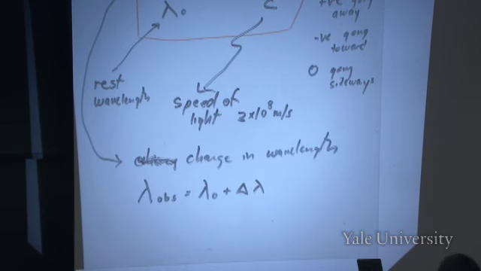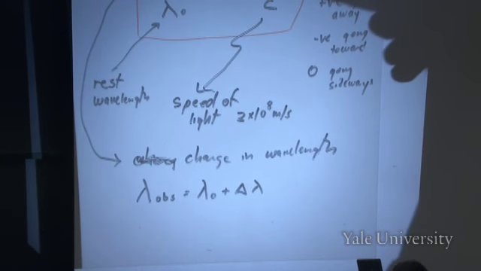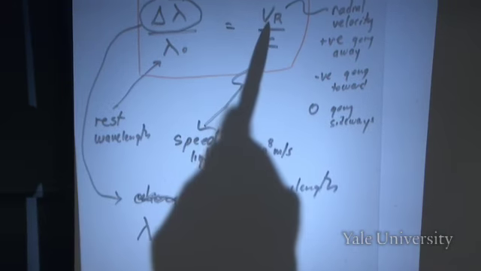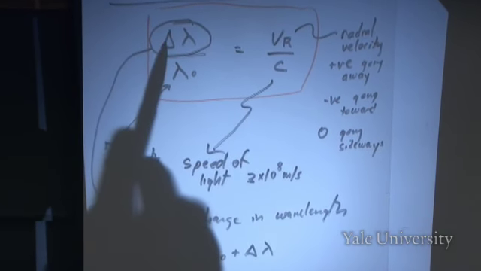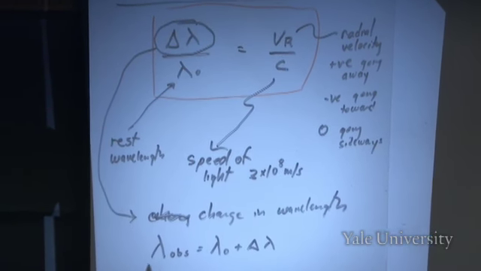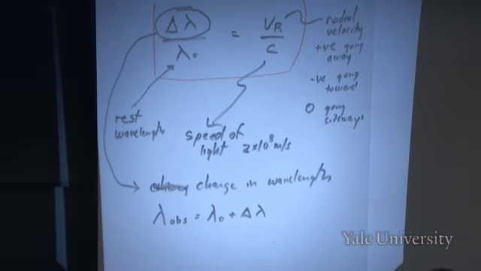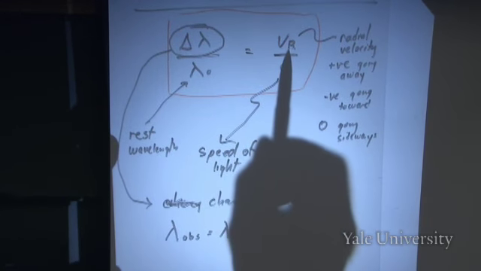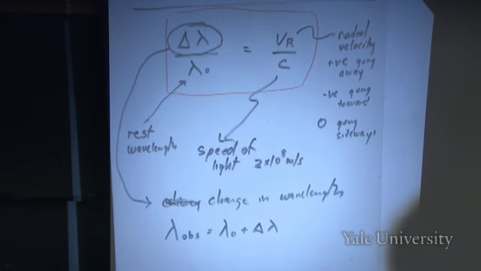So now look how this works. If this side of the equation is negative, if it's coming towards you, then this quantity is negative. That means this quantity is negative. That means this quantity is negative. That means the observed wavelength is shorter than the rest wavelength, which is exactly how it's supposed to be. When it comes towards you, it's blue shifted, the wavelengths get shorter. Similarly, if something's going away from you, then V sub r is positive, this is positive, and you end up with a longer wavelength. Okay?